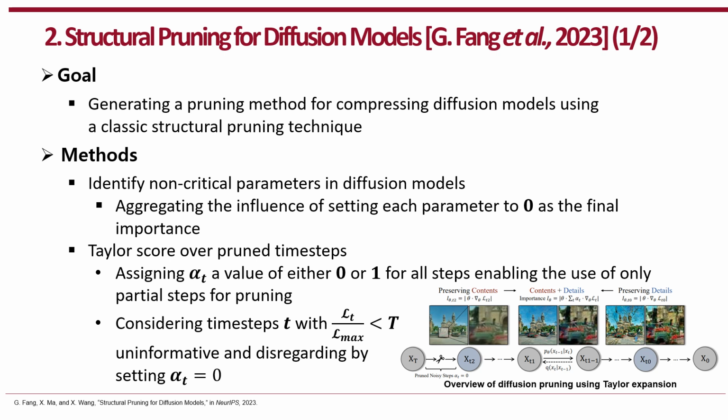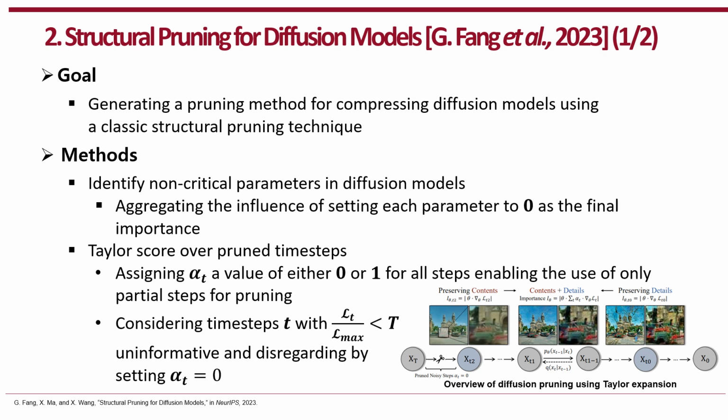Let me explain the method for this. To evaluate the parameter importance in the model, the proposed method aggregates the effect of setting the value of each individual weight to 0 in the expression utilizing Taylor expansion and uses it as the final importance.